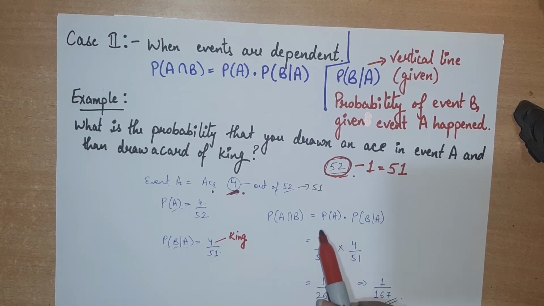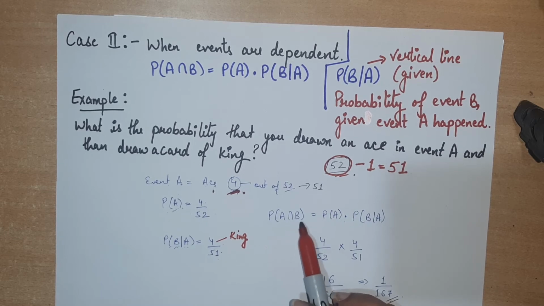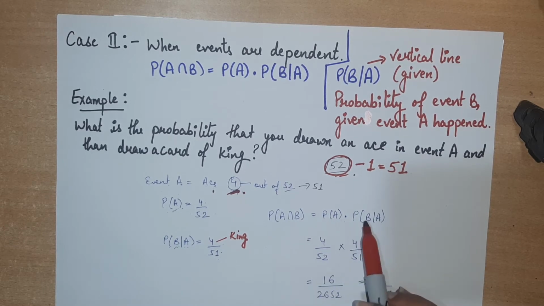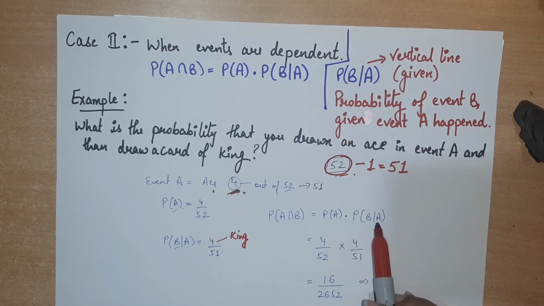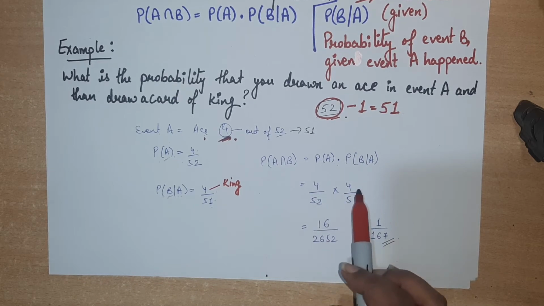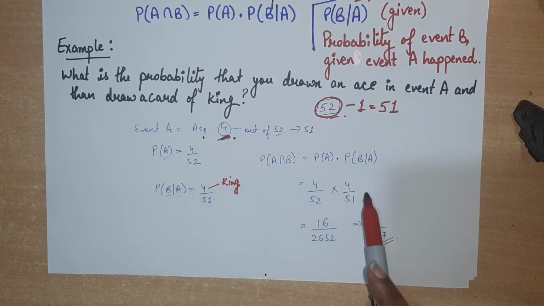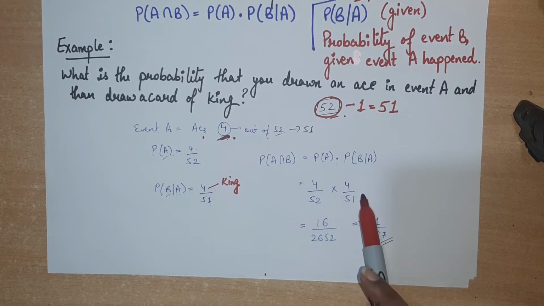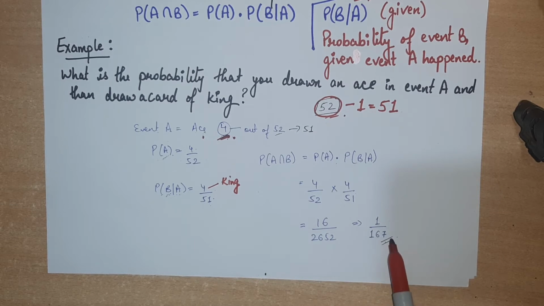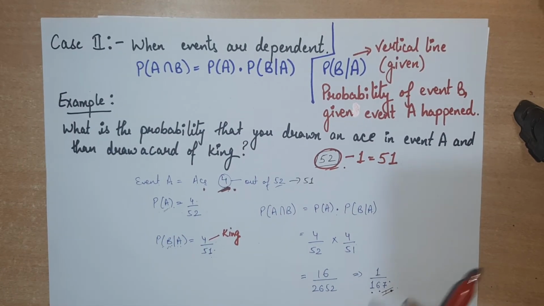Now we will put these values in the formula: probability of A and B is equal to probability of A multiplied by probability of B given A. We have put these values, 4 by 52 multiplied by 4 by 51. This is the value of probability of event A, and this is the probability of event B. With this we have the answer 1 by 167. So this is the answer for this example. We have solved question 2 for the case of dependent events.